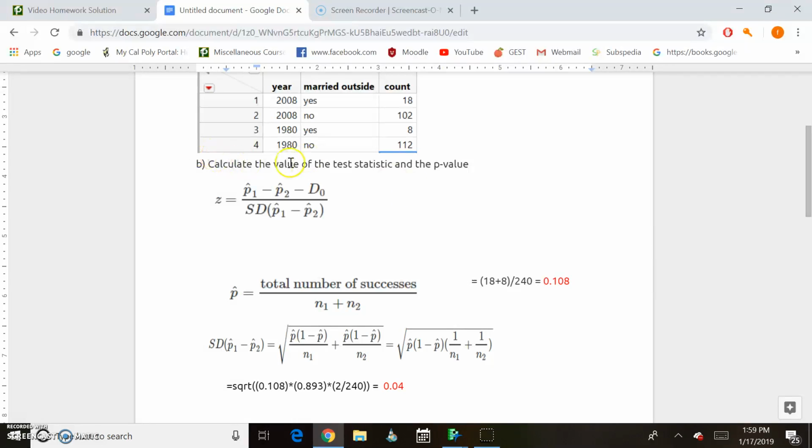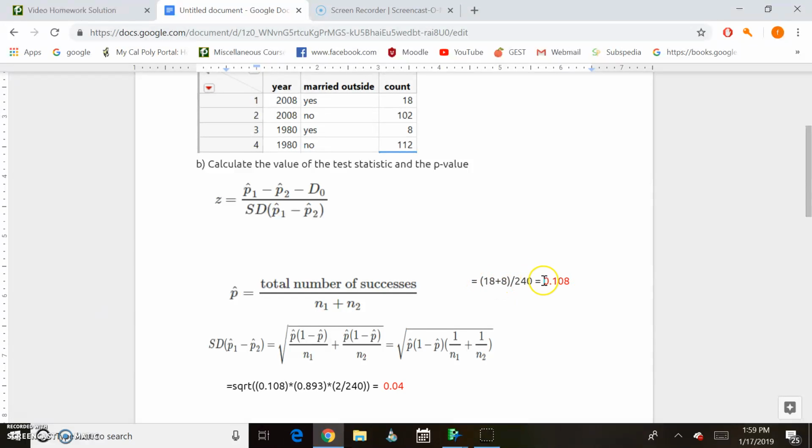Now we need to calculate the value of the test statistic and the p-value. We will be using this formula right here. I started by calculating the standard deviation right here. This is the formula for it. You can either use this one or this one. In either case, you will need this p, which is calculated by the total number of successes divided by the total people in the samples, in the two samples.